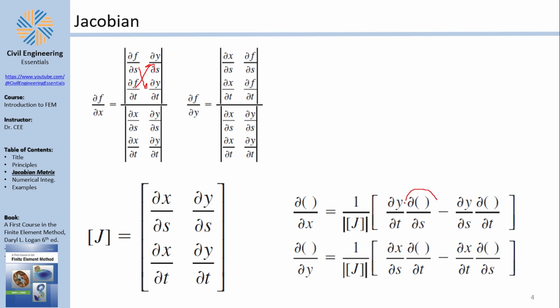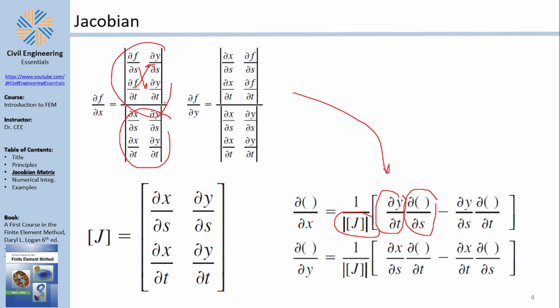So you have partial f with respect to x multiplied by partial y with respect to t. I don't know why it's sorted like that, but you get the idea. Now you need to divide this by this stuff, which is the determinant of the Jacobi matrix. So what you see here is basically the calculation of that stuff.